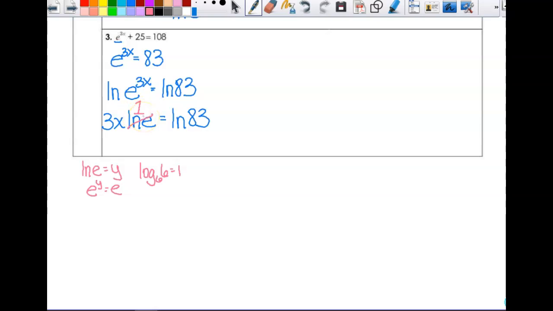If you didn't recognize that it was 1 and you left it as natural log of e, you get the same answer in the end, but it's going to make things a little bit easier to do because now that's 1, that's kind of irrelevant right there, right? So now I just have 3x equals this, so I can just divide by 3, and x equals the natural log of 83 over 3.